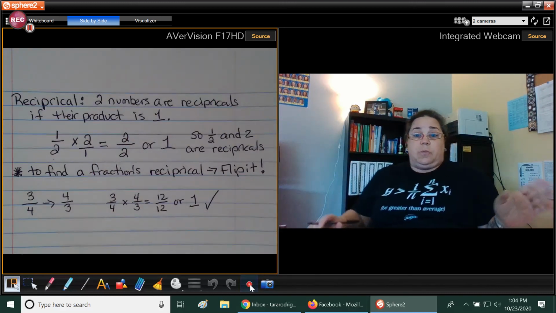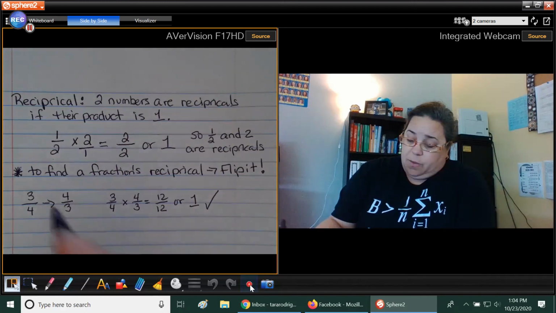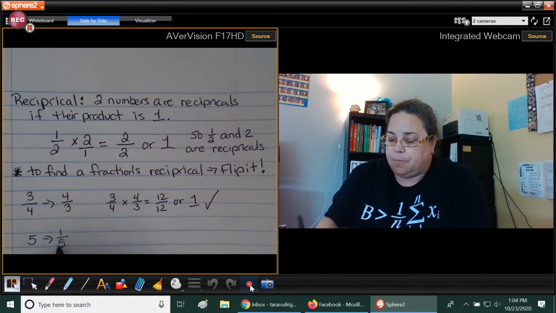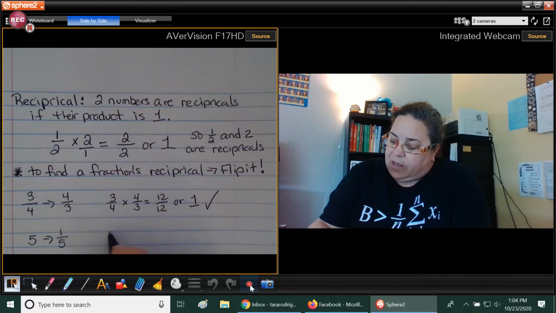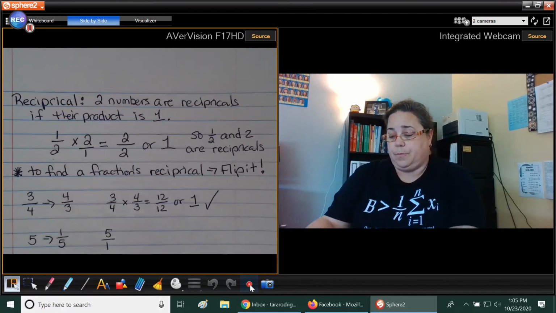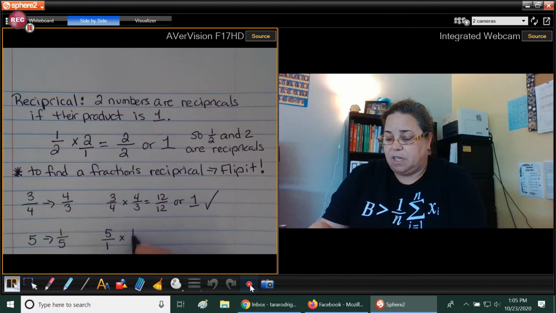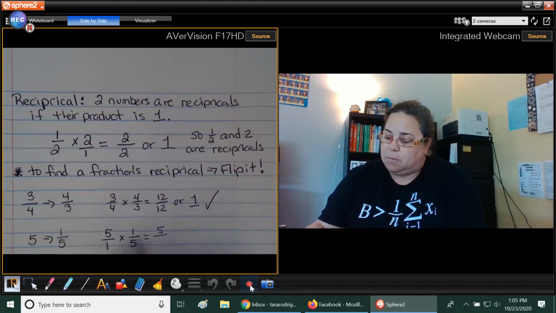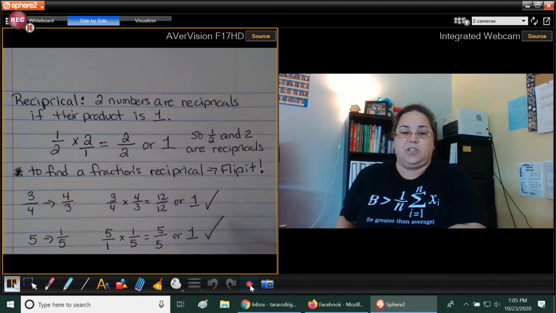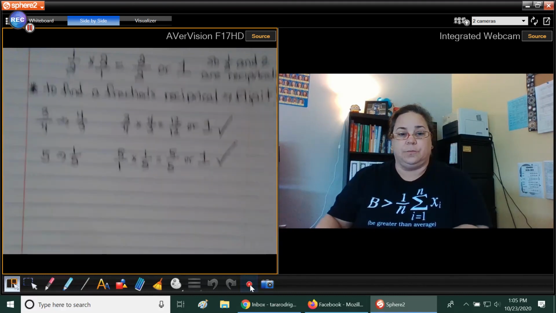It works with whole numbers too, just like I showed you before. So if I do 5, the reciprocal is 1/5. Because remember that 5 is over 1. And if I multiply straight across, 5 times 1 is 5. And 1 times 5 is 5. 5 divided into 5 equals 1. So that checks. So those are reciprocals.